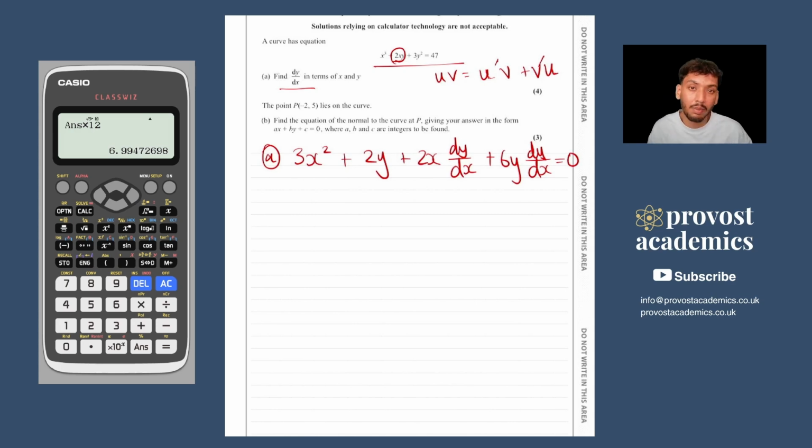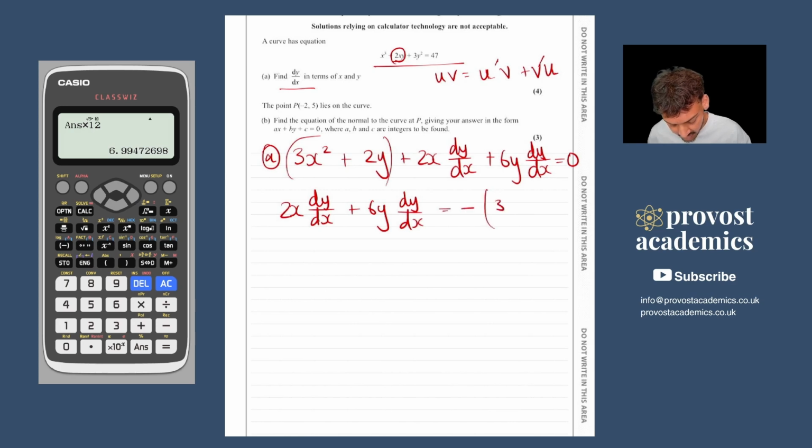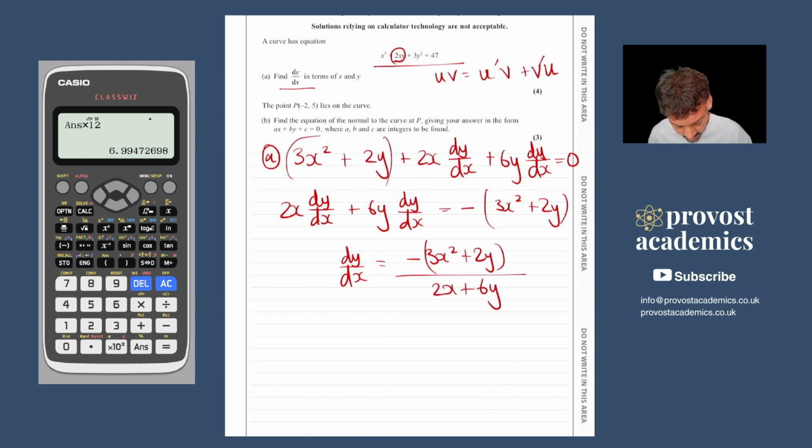And ultimately now our plan is, can we just make dy/dx the subject, and that will be it. So I'll move everything that is not important. So 2x dy/dx plus 6y dy/dx equals minus brackets 3x squared plus 2y. You can expand it, I'm just going to keep it like that. And then dy/dx is going to be equal to minus (3x squared plus 2y) all over 2x plus 6y. Done. Okay, point P lies on the curve. We need to find the equation of the normal at point P.